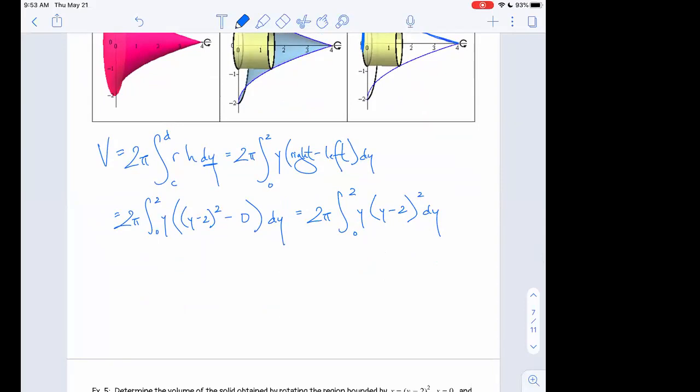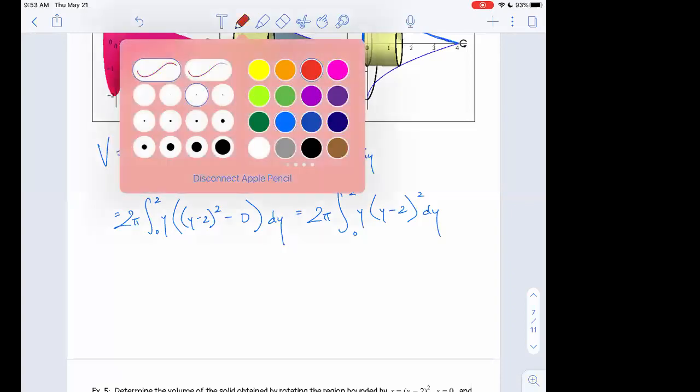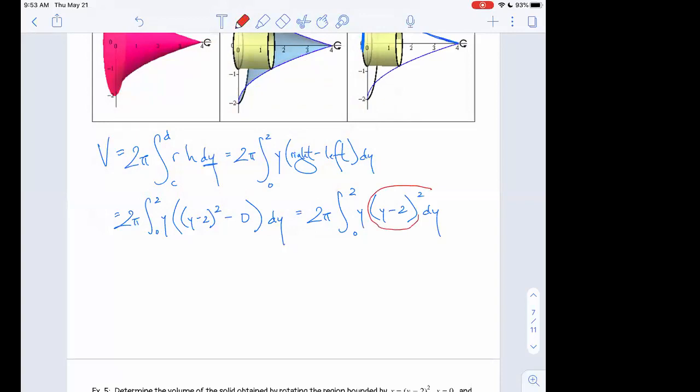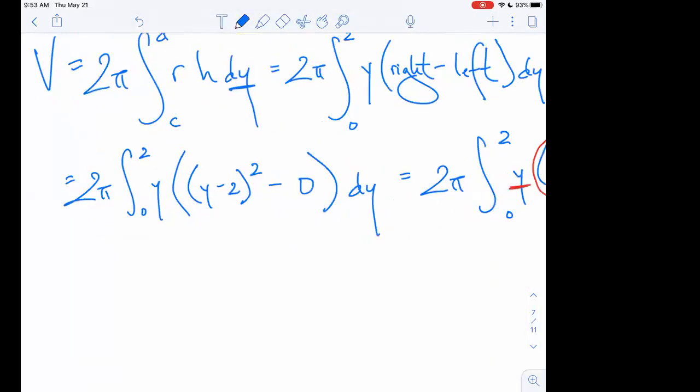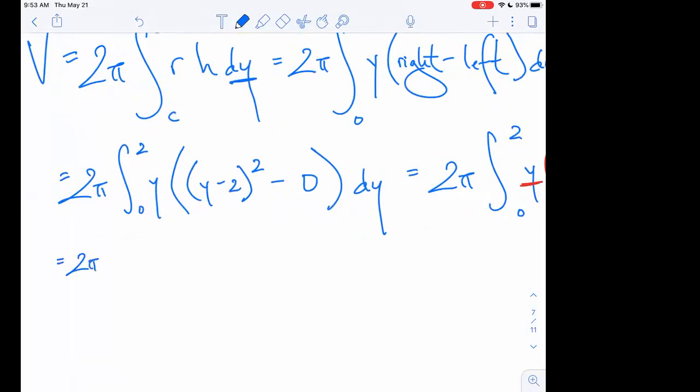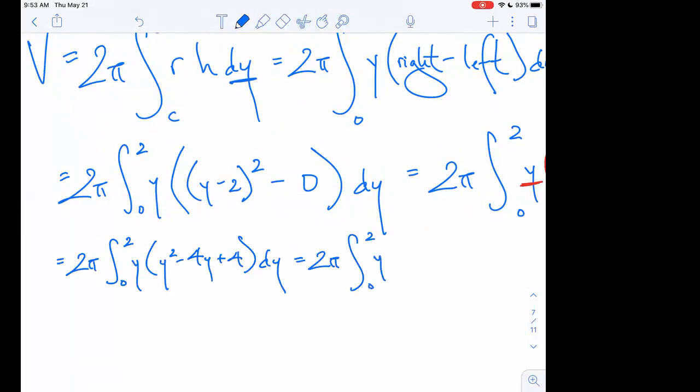Foil it. Yeah, we need to FOIL it, okay? Now by FOIL, I hope we can all agree that means we need to square this first, and then after we square it, we're going to distribute in that y. So 2 pi, the integral from 0 to 2 of y squared minus 4y plus 4 dy, or 2 pi, the integral from 0 to 2 of y cubed minus 4y squared plus 4y dy.